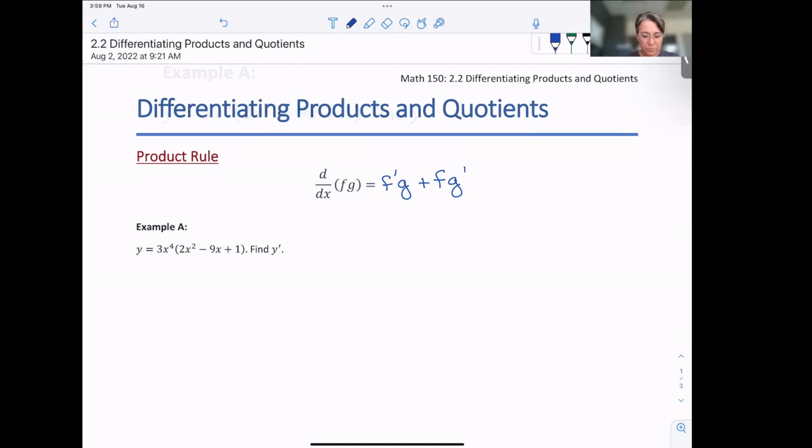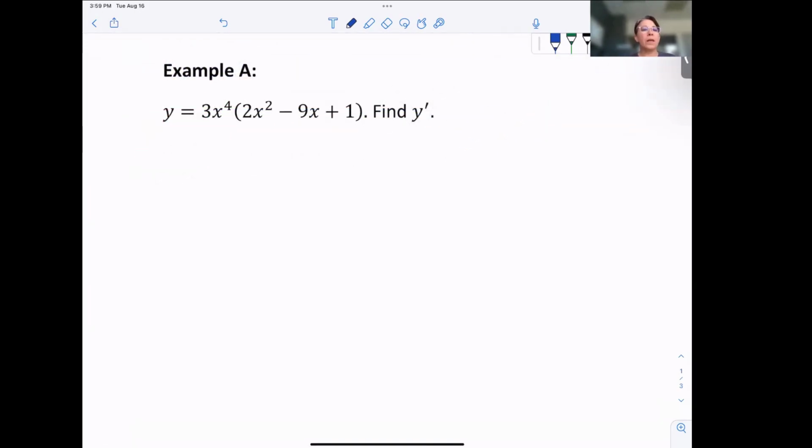So for example, if we have y equals 3x to the fourth times the quantity 2x squared minus 9x plus 1, we have two functions here. We have a monomial being multiplied by a trinomial. So we can consider this like the f function and the g function.